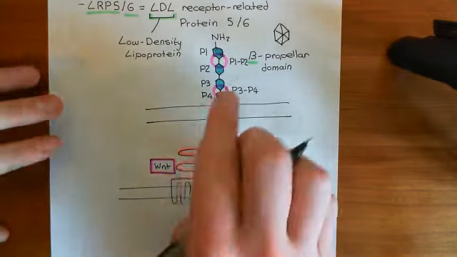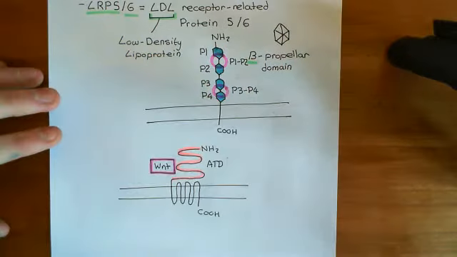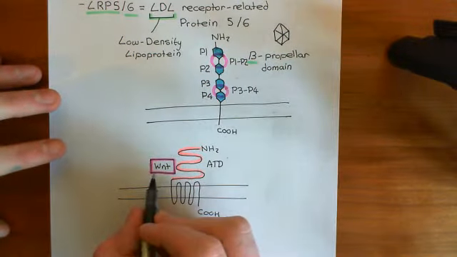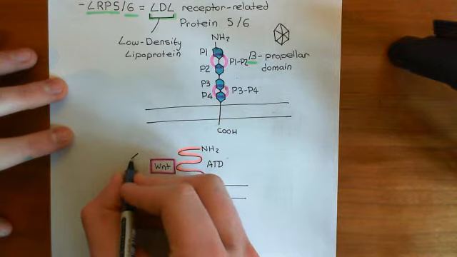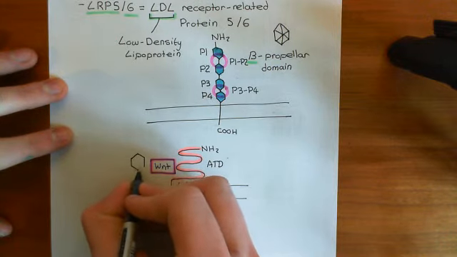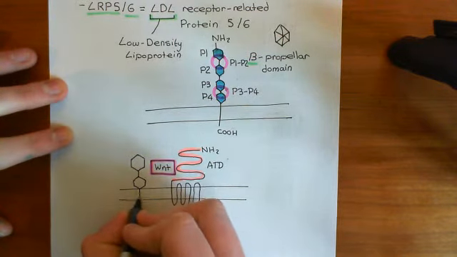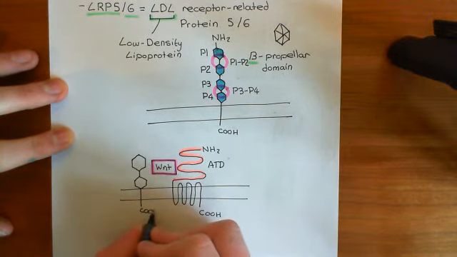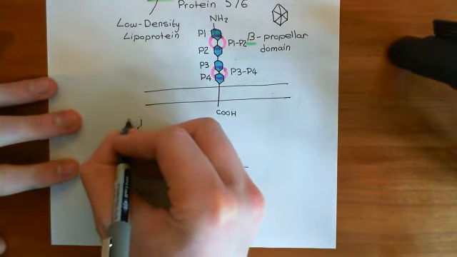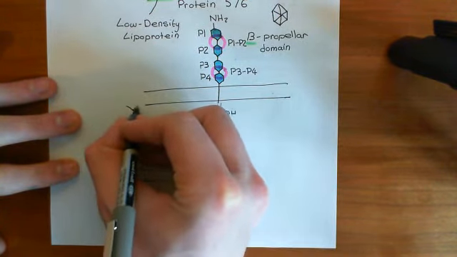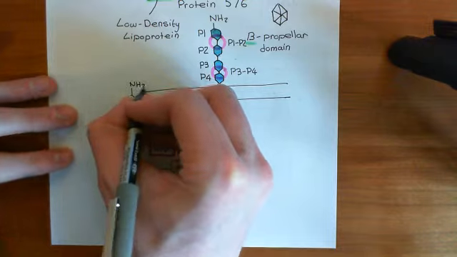Just because it will be easier for me to draw the one where it's bound to the interface between the P3 and P4 beta propellers, let's say that this Wnt molecule is going to bind to the P3-P4 binding site. So let's draw this here. Here is a beta propeller, the P3 one, and here is the P4 beta propeller. Then we have our membrane-spanning alpha helix, and our C-terminus intracellularly like so. Then we have the P2 beta propeller, and the P1 beta propeller up here, and finally the amino terminus up there.